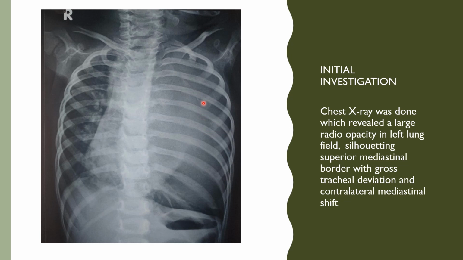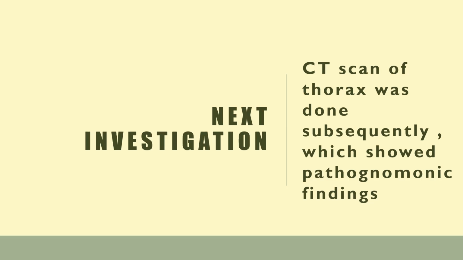Initially, a chest X-ray was done, which revealed a large radiopacity in the left lung field, abutting the superior mediastinal border with gross tracheal deviation and contralateral shift of the mediastinum. A CT scan of the thorax was done subsequently, which showed pathognomonic findings.